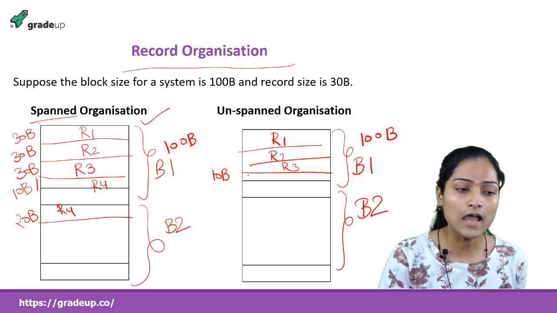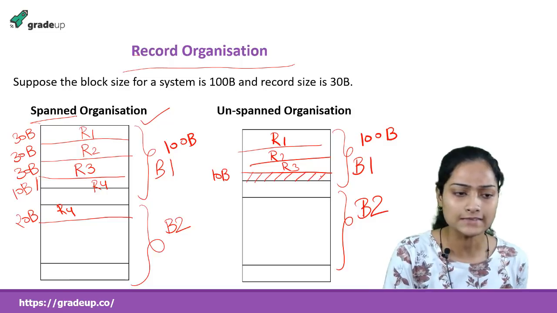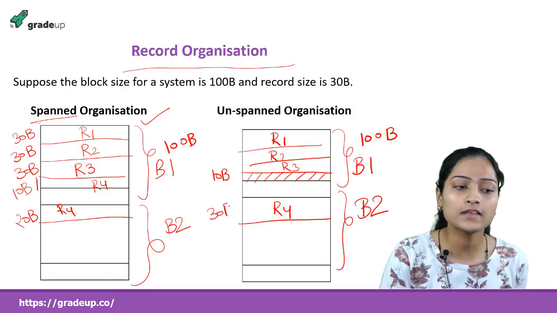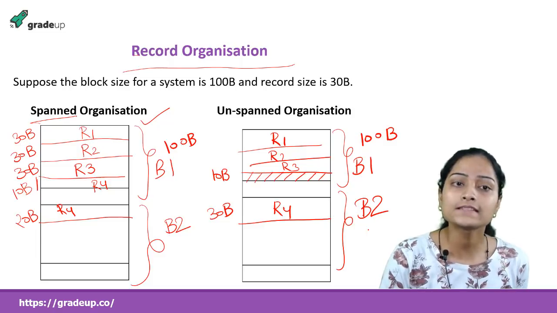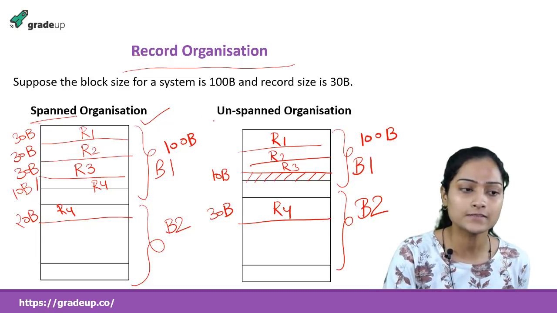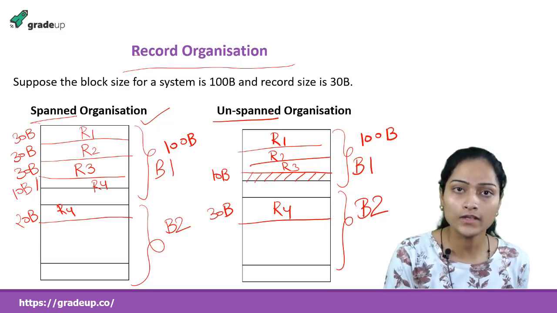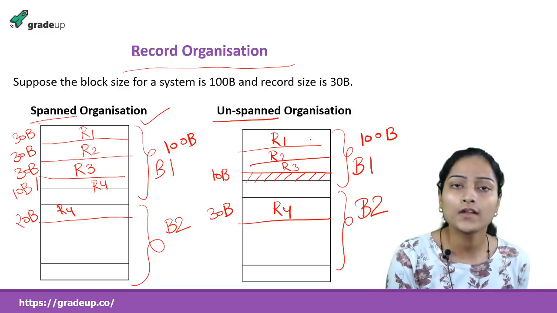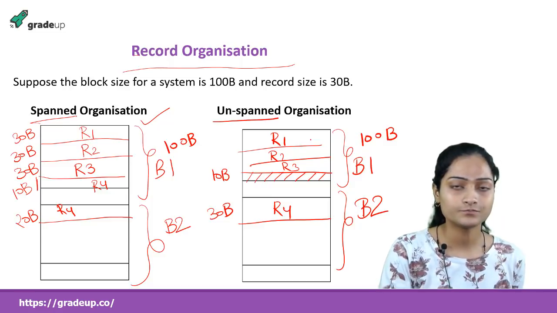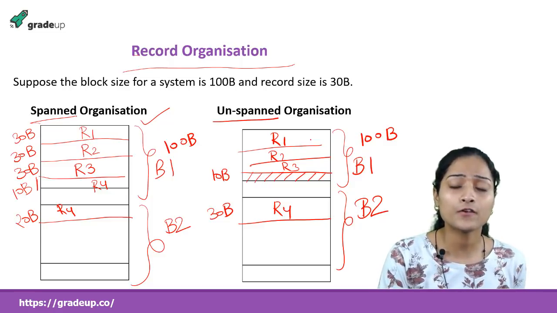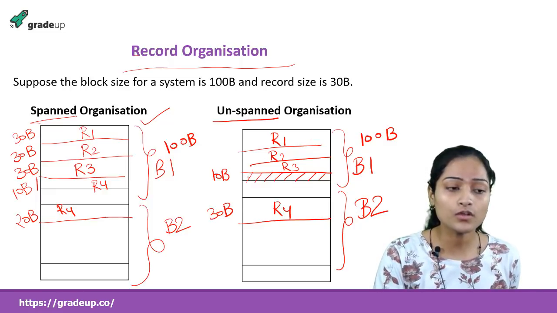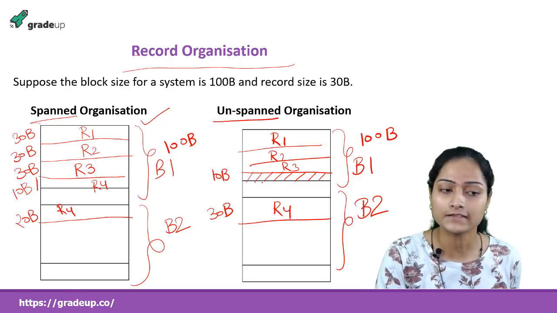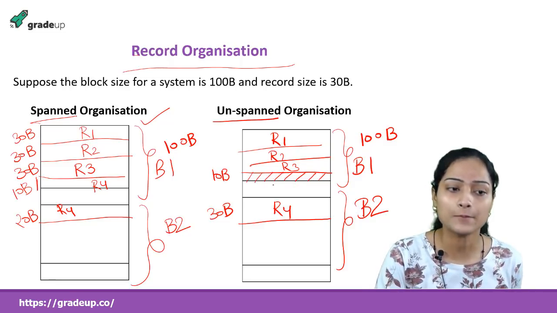So what we are going to do, I will leave this 10 bytes of space as it is and store this R4 into a new block. Again, 30 bytes will be assigned to this particular record in block B2. This type of organization is known as unspanned because you are not allowing your record to be distributed into more than one block. What can I say about this type of organization? There is a wastage of memory. For each and every block, you will see that 10 bytes of memory is wasted, and this behavior is known as fragmentation.